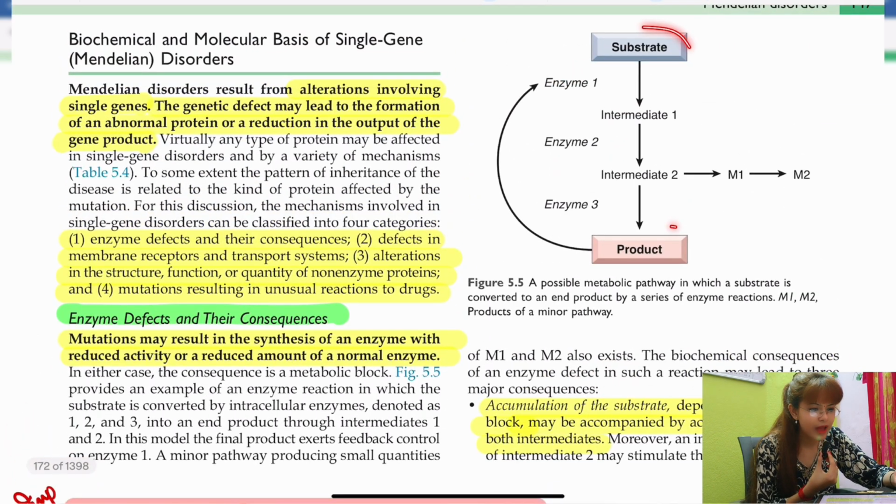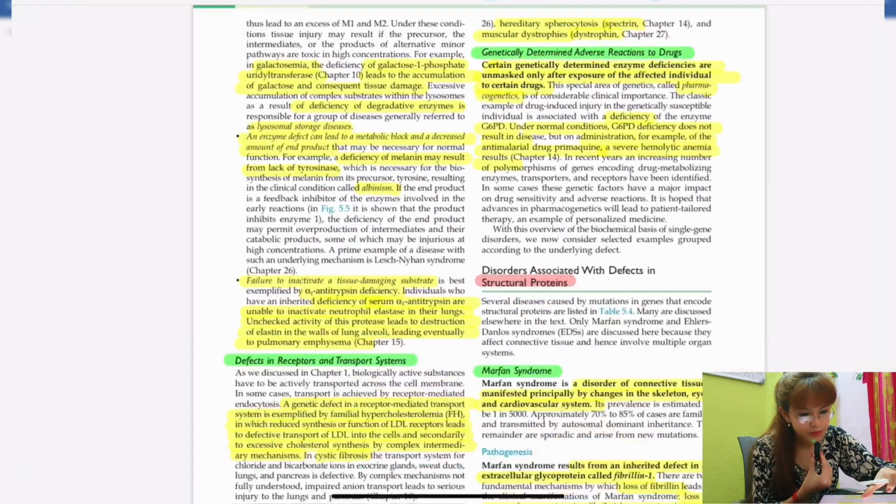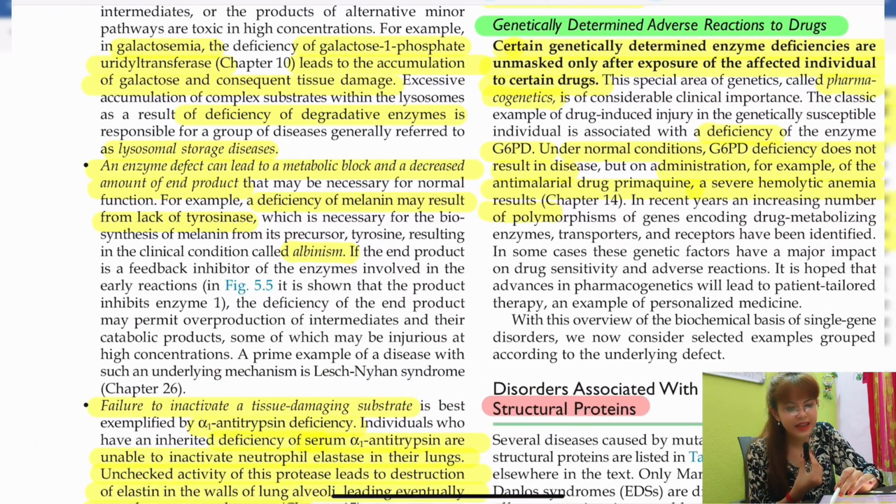This substrate will be accumulated, or any one of these intermediates will be accumulated. This will be diverted to minor pathways, and other intermediates and other products which are not required will get generated, right? So, for example, you can see in galactosemia, the galactose 1-phosphate uridyl transferase is affected or deficient, leading to accumulation of galactose and consequent tissue damage, right?